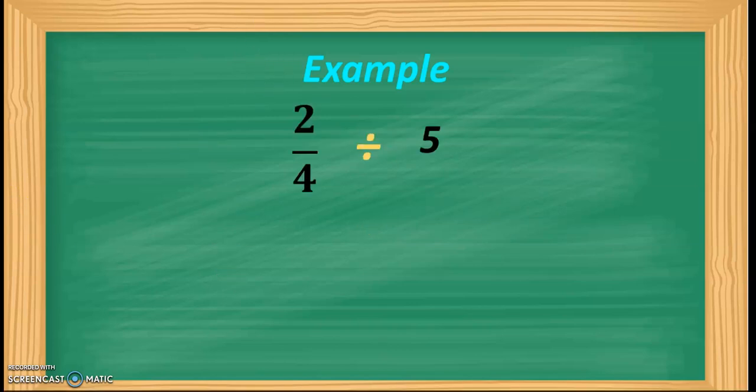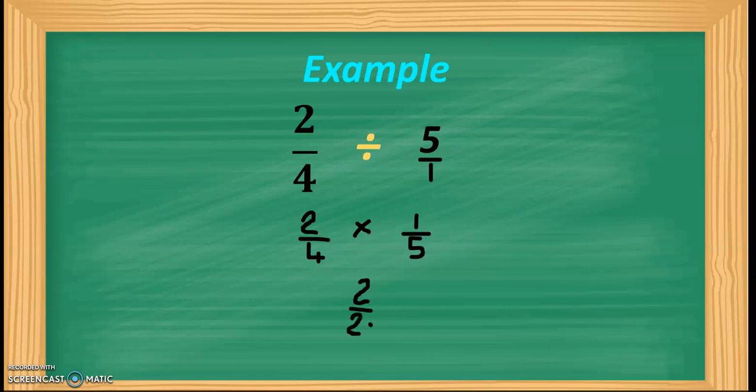Now let's try it. So firstly, we're going to put the denominator of 1. We're going to keep 2 over 4. Remember, we're going to change the division sign to a multiplication sign. And then we're going to flip the 5 over 1, which will become 1 over 5. Now, the third step said we should multiply the numerators and the denominators. So when I multiply 2 by 1, I end up with 2. When I multiply 4 by 5, I end up with 20.